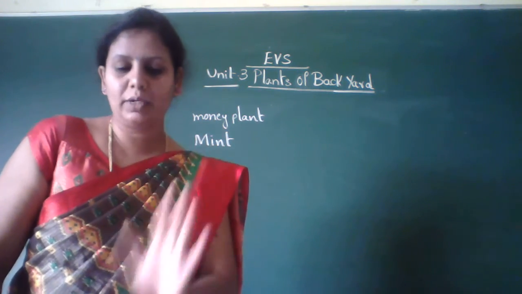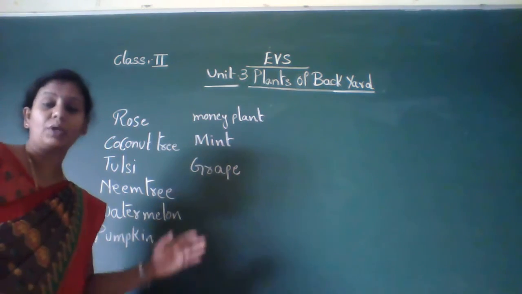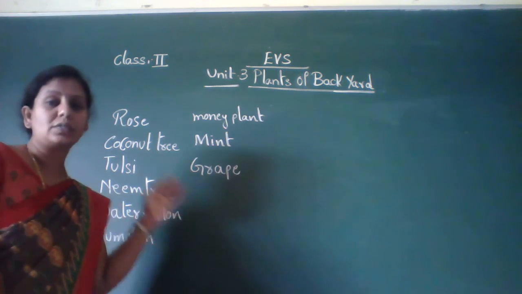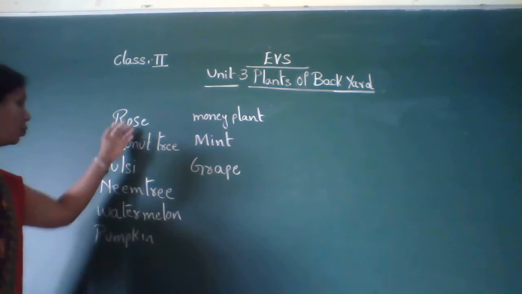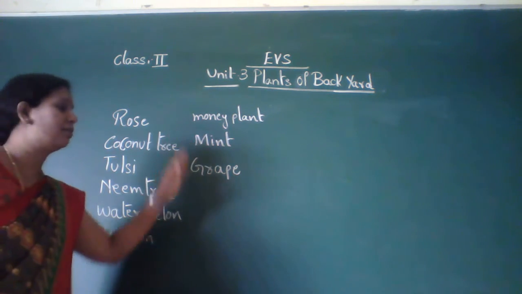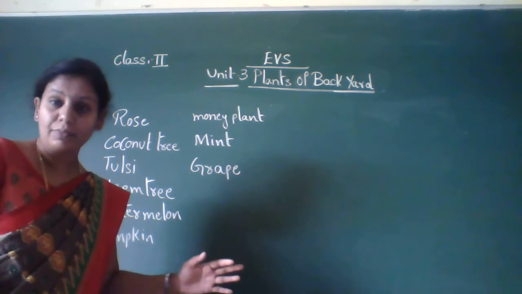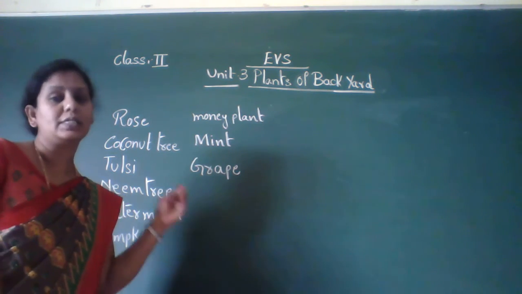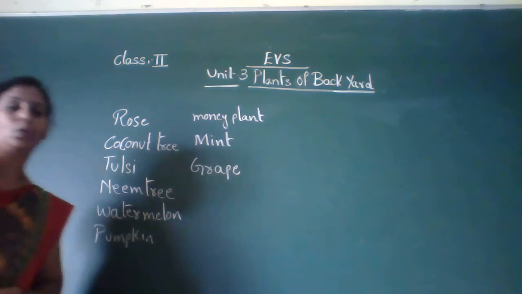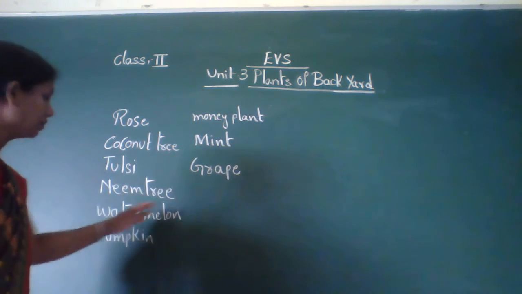Now tell me one, are the sizes of these plants, whatever you told, all same? So the sizes of these plants, what I have written on the board: rose, coconut, tulsi, neem tree, watermelon, pumpkin, mint, money plant, grape. So all these plant sizes are same or different? Yes, they are all different, isn't it? So what is the difference between each of these, children?